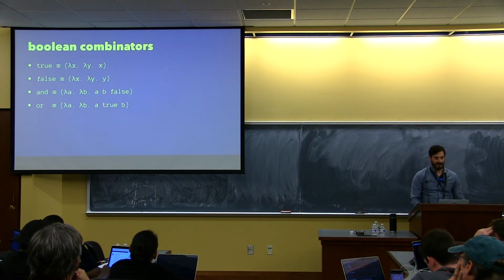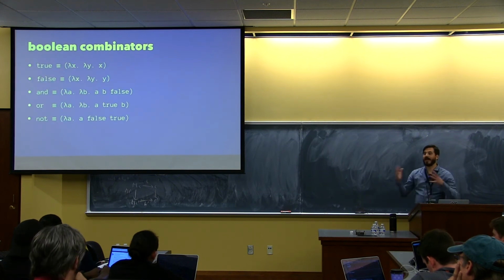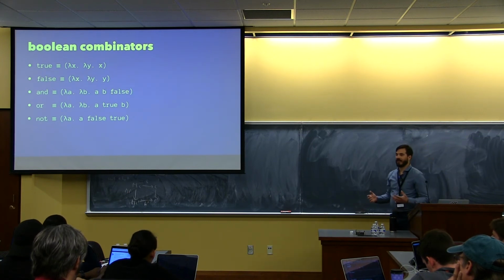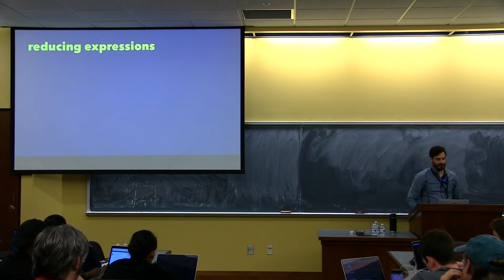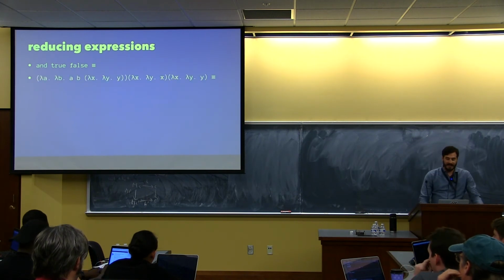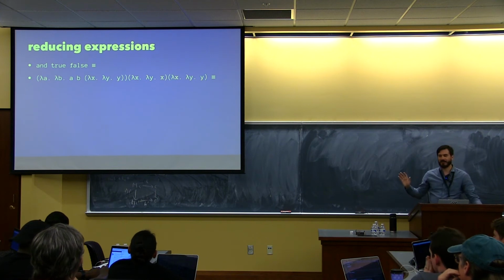So there's an and, there's an or. We can do not. And now we have Booleans. We're getting close to being able to do actual logic, and it's all functions. I don't know how you feel about this inside your own heads. This was mind-blowing for me when I first learned about it. So reducing expressions, we can take an and and a true and a false, and if we put the lambdas back in, it looks like that. Already, it's starting to be headache-inducing.